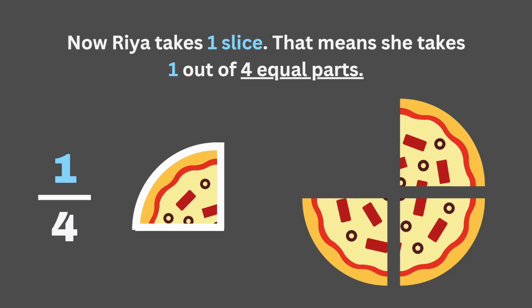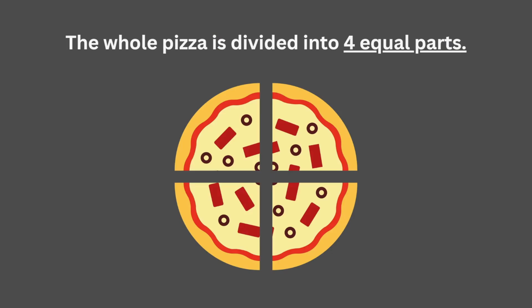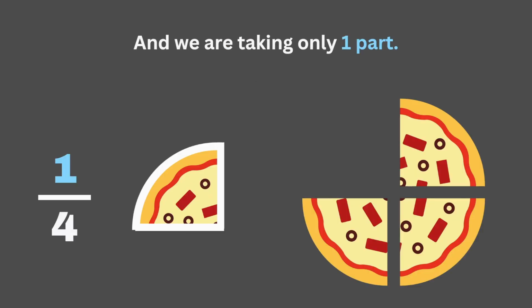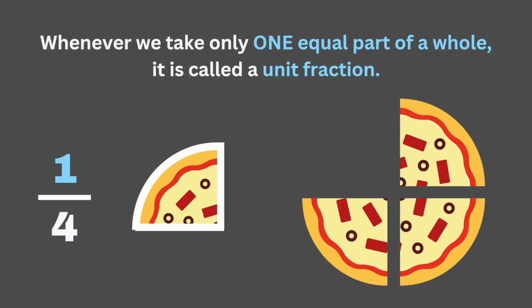Look carefully at this fraction. The whole pizza is divided into 4 equal parts and we are taking only one part. So whenever we take only one equal part of the whole, it's called a unit fraction. So 1 upon 4 is a unit fraction.